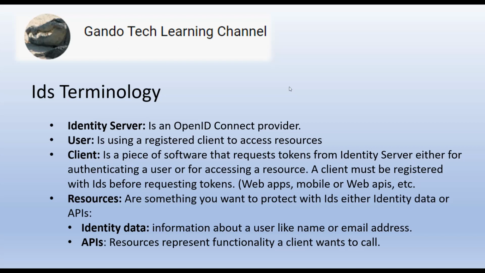So identity data is information about the user, like name, email address, telephone, whatever. APIs are resources that represent functionality a client wants to call. Let's say in our inventory system, you have some functionality which is accessing the database and doing your inventory process. Simple as that. So the inventory pipeline is part of the API, and that API is accessing the database, and that API could be accessed by external things or anything else.